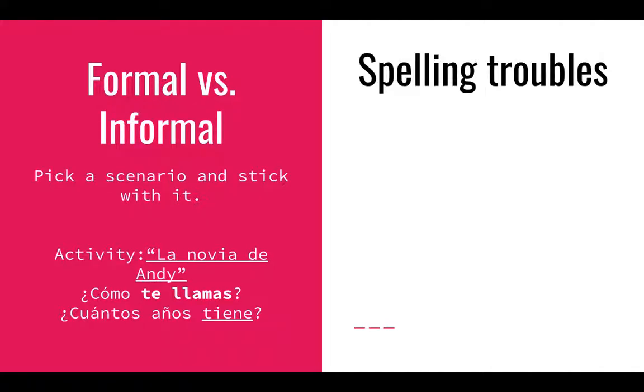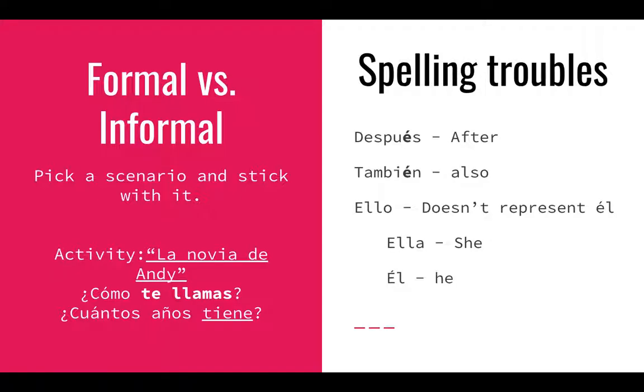Some spelling troubles that I'm still noticing are después, to express that something is after something or whatever, which has an accent over the E. También, to say also, again, accent over the E.